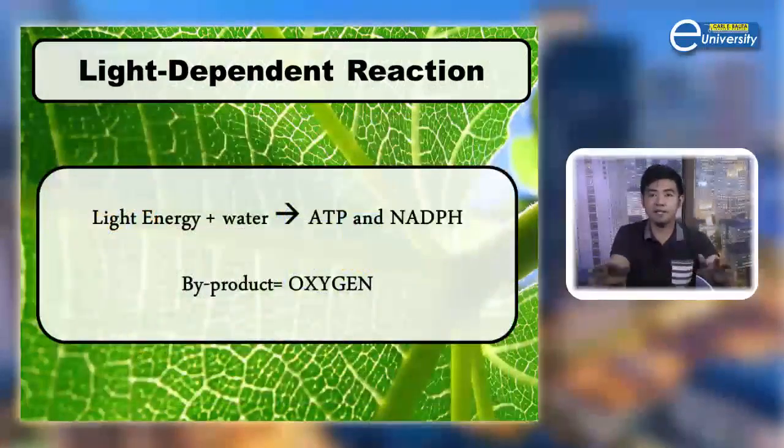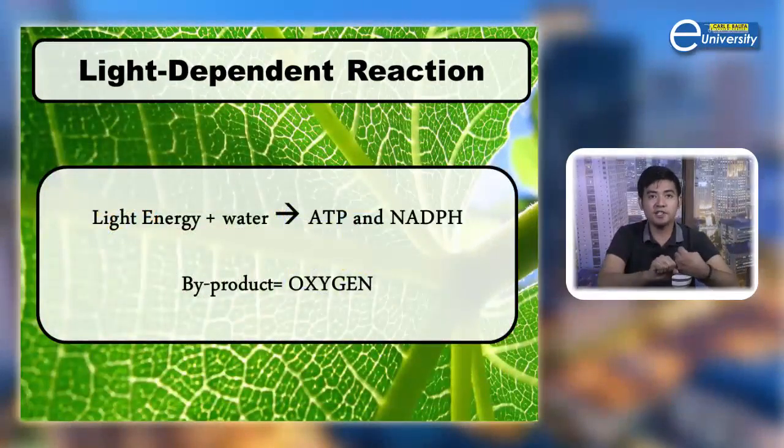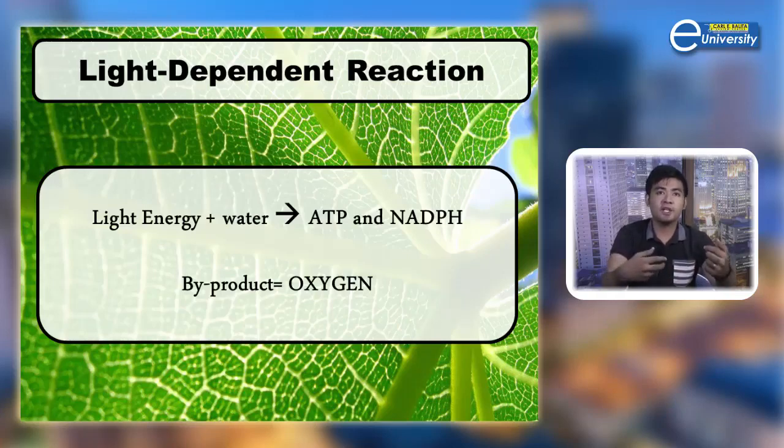Okay, to sum up the light-dependent reaction, we have here the formula. The light energy is derived through the use of chlorophyll in the process of photoactivation, in which they excite the electron that travels from one photosystem to another. And of course the water, which is absorbed by the roots of the plant, is further separated into its components, the hydrogen and oxygen. The oxygen is released into the environment, and the hydrogen is added to the ADP, forming ATP, and the NADP forming NADPH.